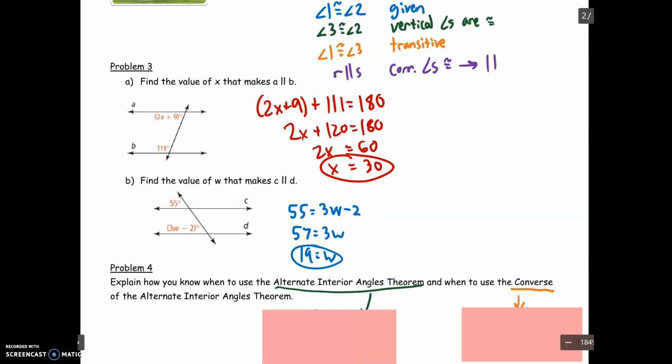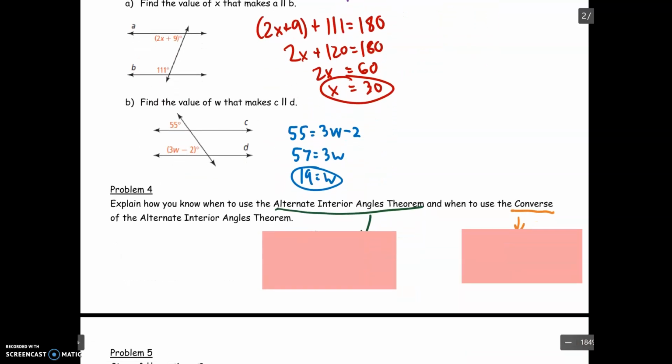So I just set those 2 expressions equal this time. So using the same kind of algebra steps, add 2 to both sides, divide both sides by 3. If W is 19, that means I would get 55 as an expression for both angles. And since those, again, corresponding angles are congruent, that would be a proof by using the converse that those lines would have to be parallel. So that just kind of gets as a reminder.